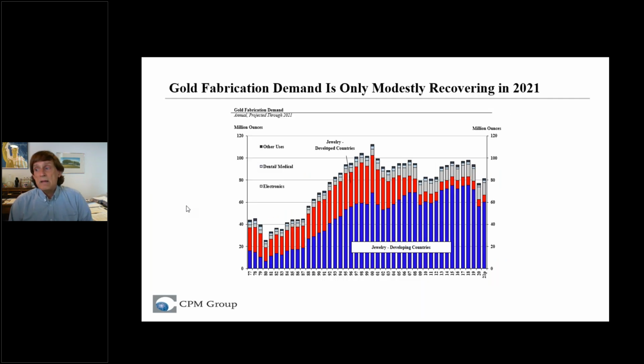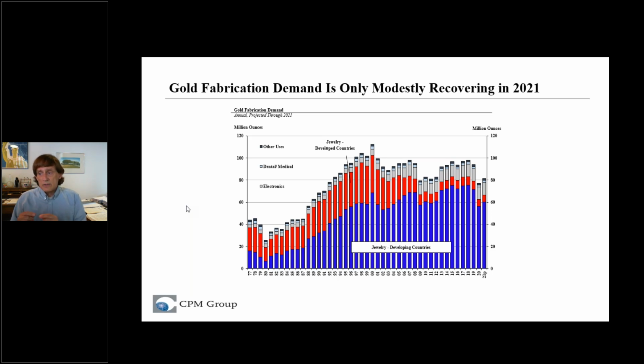Turning to fabrication demand, it has been flat for much of the last several years. I want you to pay attention to the sharp increase in jewelry demand. The blue part is jewelry in developing countries. The red part is the use of gold in the manufacture of jewelry in developed countries. We measure where gold is used, not where the jewelry is bought. And you can see a big shift in manufacturing away from Italy, the United States, and other industrialized countries to Thailand, Indonesia, India, and other developing countries.